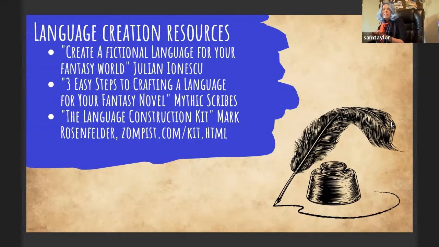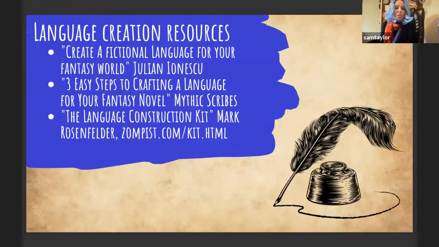Language creation resources. So if you're looking to create a language for your unique fantasy world, it's a daunting task, yes, but there's many resources out there to help you. And these are all online, available for free. If you simply Google them, excellent ways to help you, whether you're looking to build a whole language or whether you just want a few keywords or phrases to sprinkle throughout your book to give a flavor for this world that you're creating.